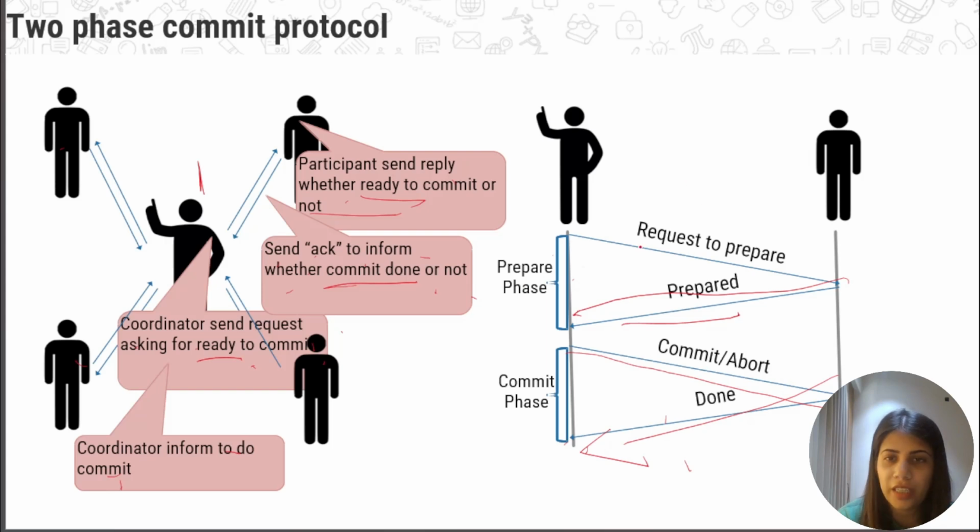Preparation phase: the coordinator is giving an instruction, sending a request to prepare for commit. Once participants are prepared, they send the message back that they are ready. In the commit phase, the coordinator will send the message to start the commit action, and once it is done, all the participants will send the message informing it's done.